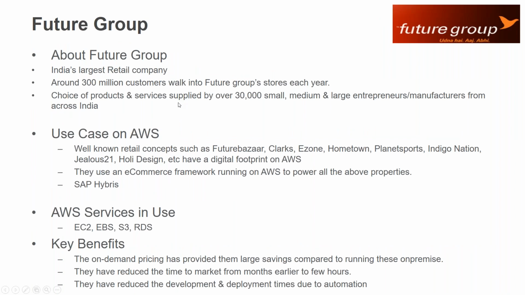Future Group again runs their e-commerce applications. They also run their SAP Hybris in a hybrid format. They were on-prem for their EC2, and they are running Hybris on AWS with the integration between on-prem and cloud using some of our services like Direct Connect, which gives point-to-point connectivity, and of course a VPN over an IPsec tunnel.